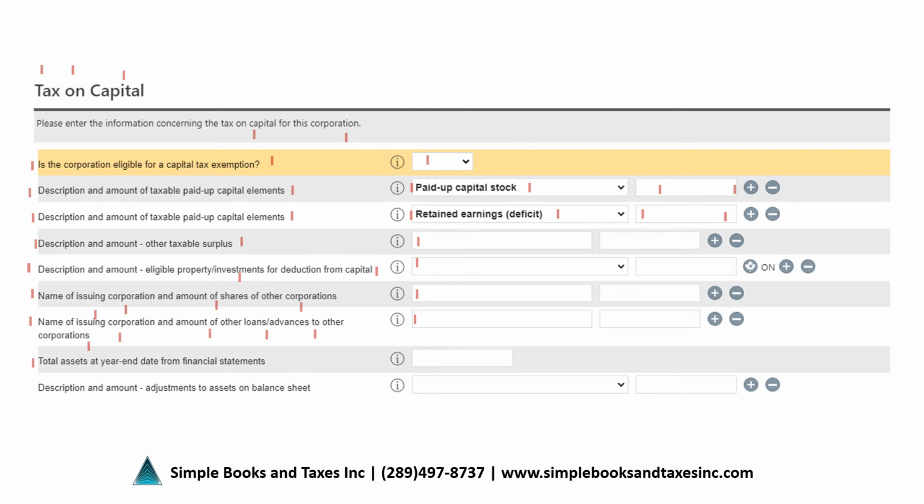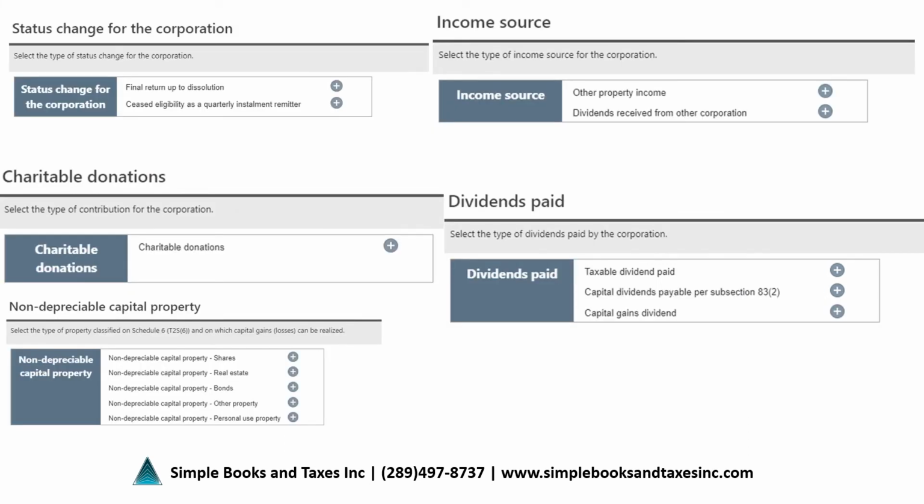Total assets at year-end date for financial statements will be populated over here. Description and amount of adjustments to assets on balance sheet will also be appearing over here. These following steps did not apply to our example. Status change for the corporation. Final return up to dissolution. Ceased eligibility as a quarterly installment remitter.